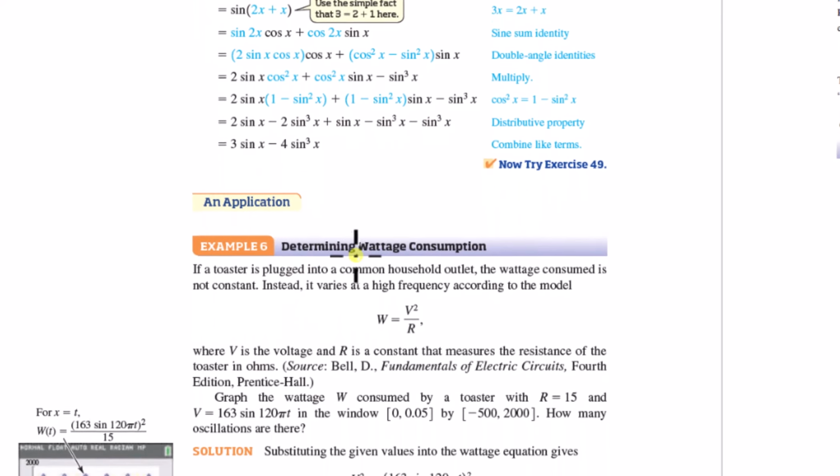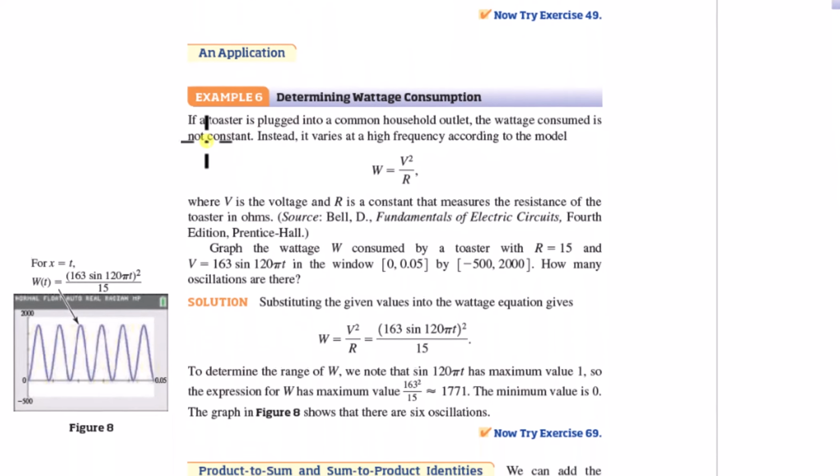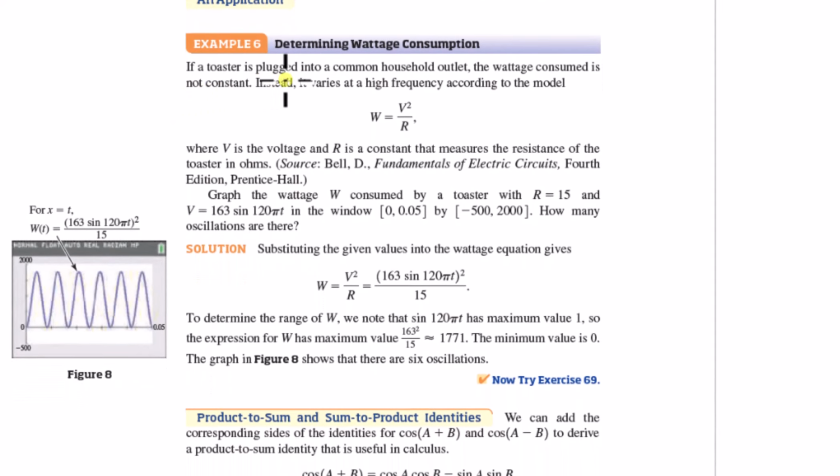All right, determining wattage consumption. If a toaster is plugged into a common household outlet, the wattage consumed is not constant. Instead, it varies at a high frequency according to the model W equals V squared over R, where V is the voltage and R is a constant that measures the resistance of the toaster in ohms. Yeah, so the voltage coming out of a wall outlet is not constant, right? It's AC voltage. That's what they're talking about.